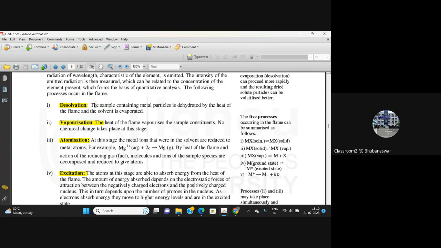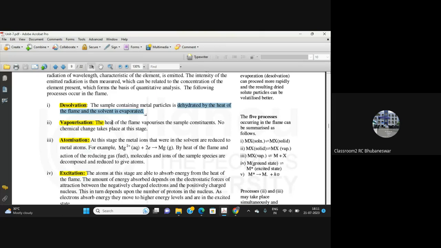The sample containing metal particles is dehydrated. Here we are not studying aqueous solutions the way we studied in UV-visible and fluorescence spectrometry. Here, the sample containing metal particles is first dehydrated by the heat of the flame and the solvent is evaporated. That is the first step.